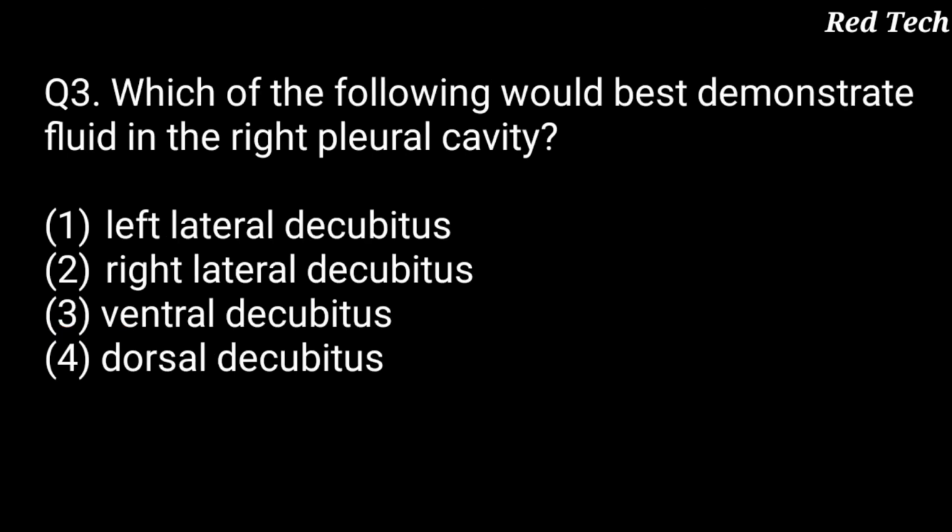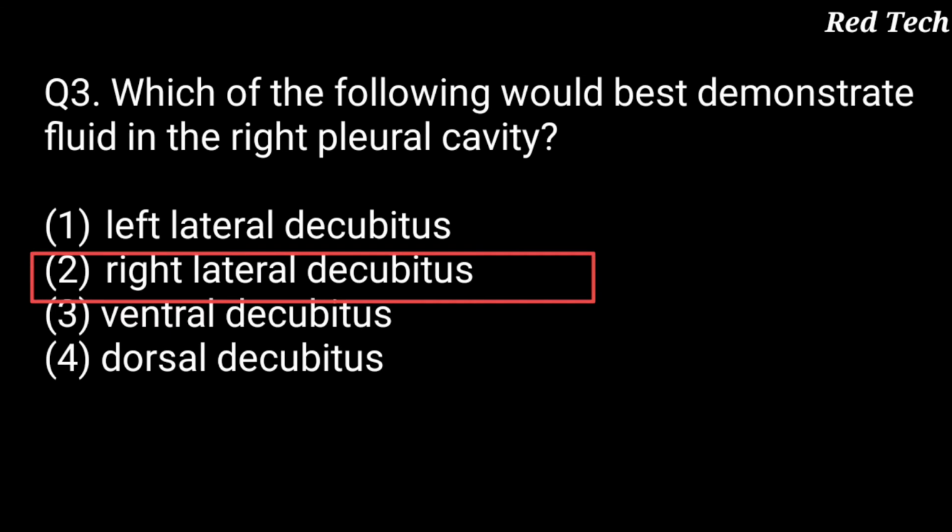Question number 3. Which of the following would best demonstrate fluid in the right pleural cavity? So what will be the best radiograph to demonstrate, or diagnose, fluid in the right pleural cavity? Option 1 is left lateral decubitus, option 2 is right lateral decubitus, option 3 ventral decubitus, and option 4 dorsal decubitus. So the right answer is option number 2, right lateral decubitus, which demonstrates the level of the fluid in the lungs.